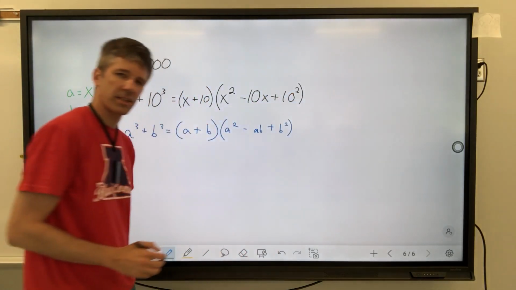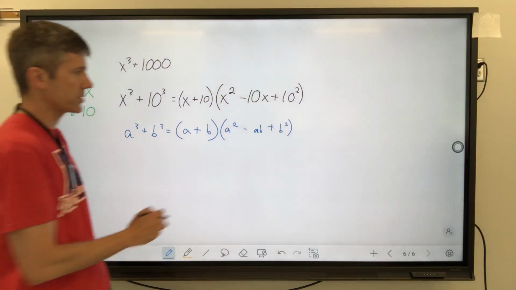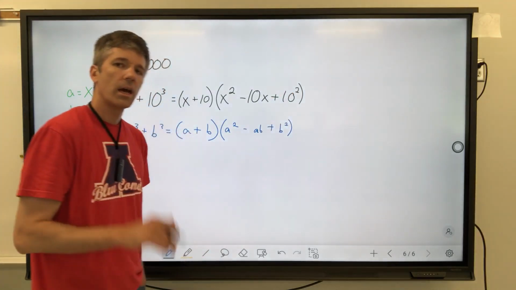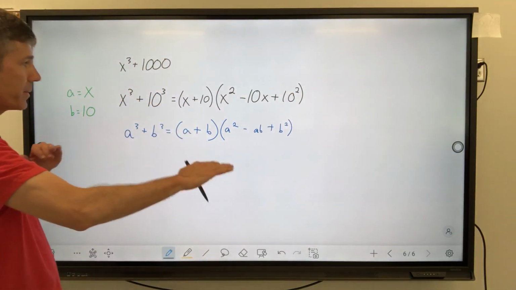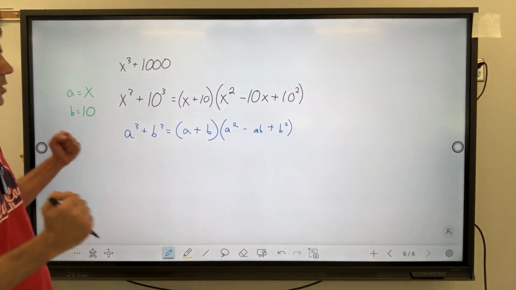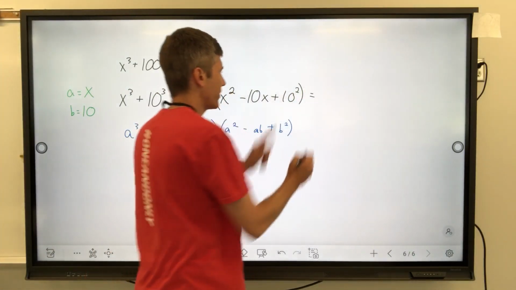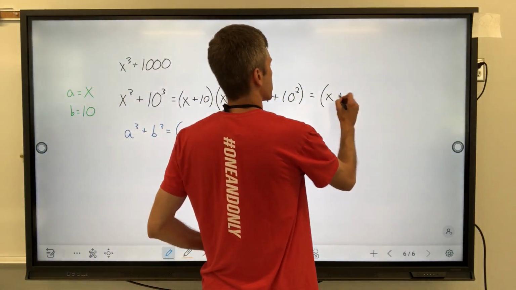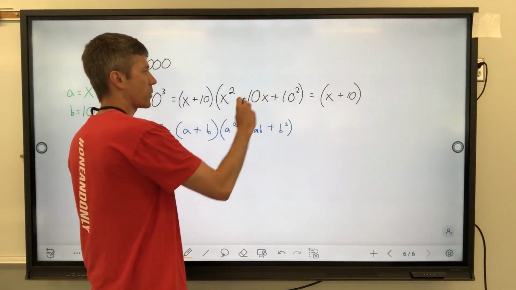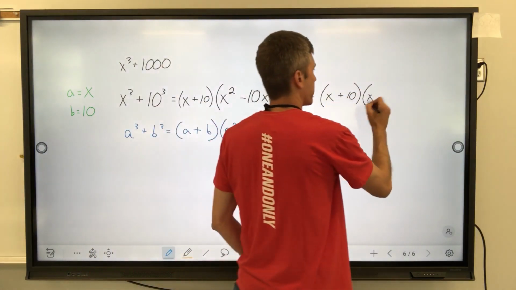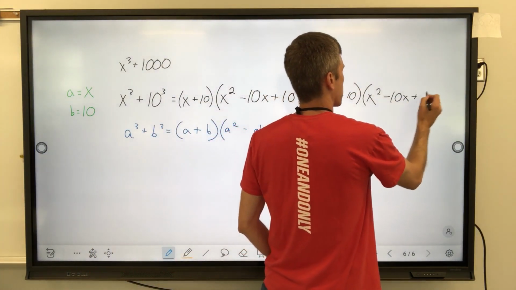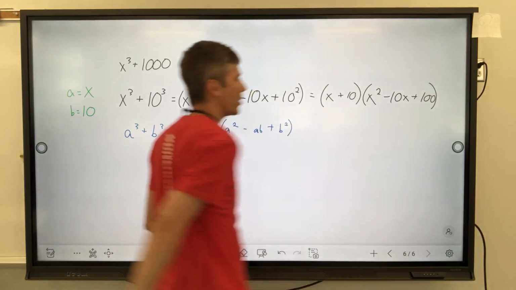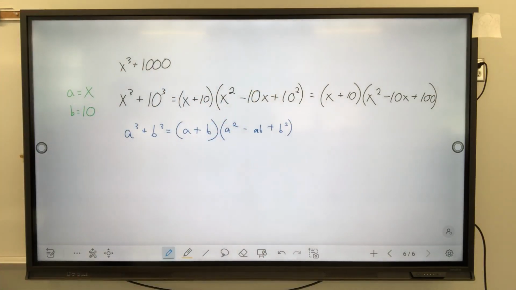And this is where I'm stretching it out an extra step. If you want to skip this step and just go ahead and put a 100 here, you can. I'm not yet, because I want to get in the habit of looking at this and saying, what do I need to simplify? And that'll happen again on the next problem. So x plus 10 there, and then x squared minus 10x plus 100. x squared minus 10x plus 100. All right. Fun times, fun times.